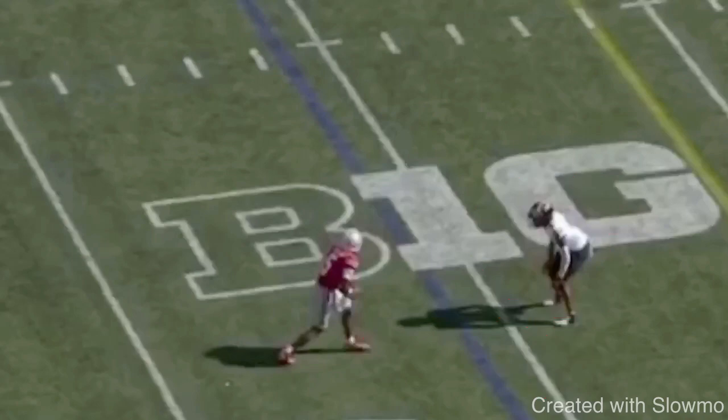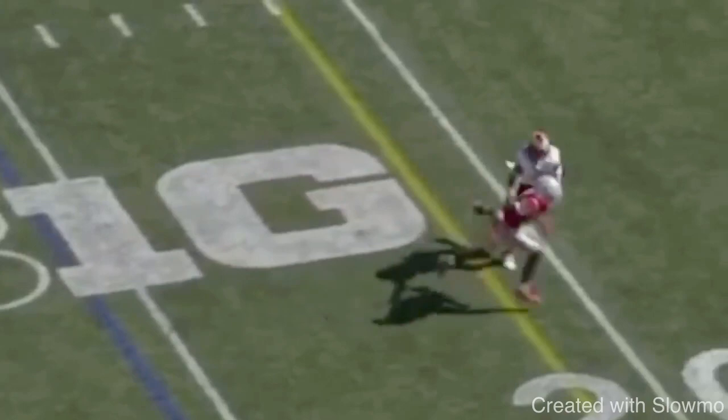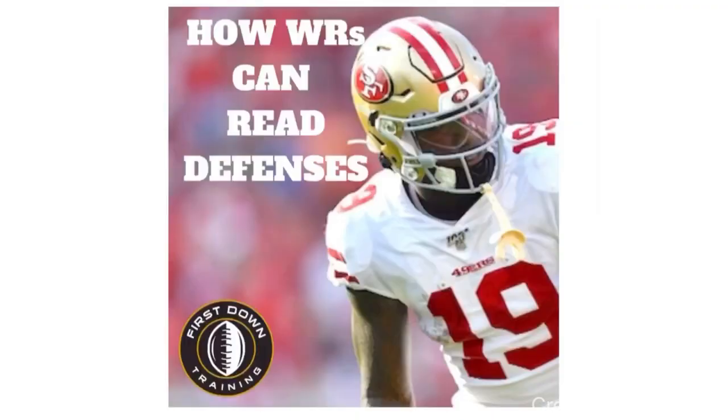Let's watch the thing again, full speed. Perfect example of attacking a DB's leverage, giving him that move off the line, and then using that space we created to fade back outside.